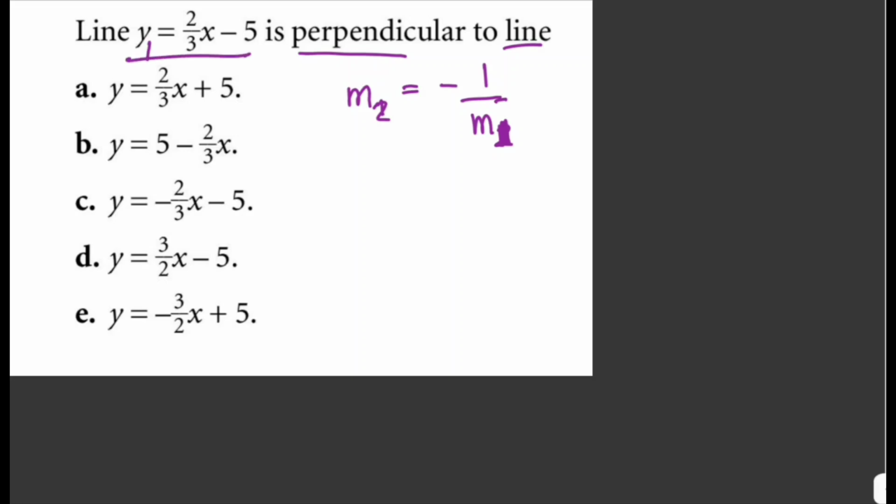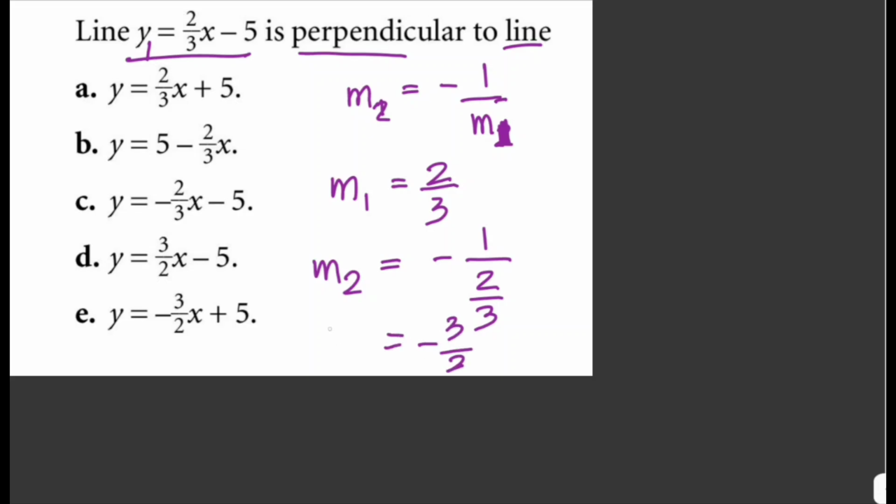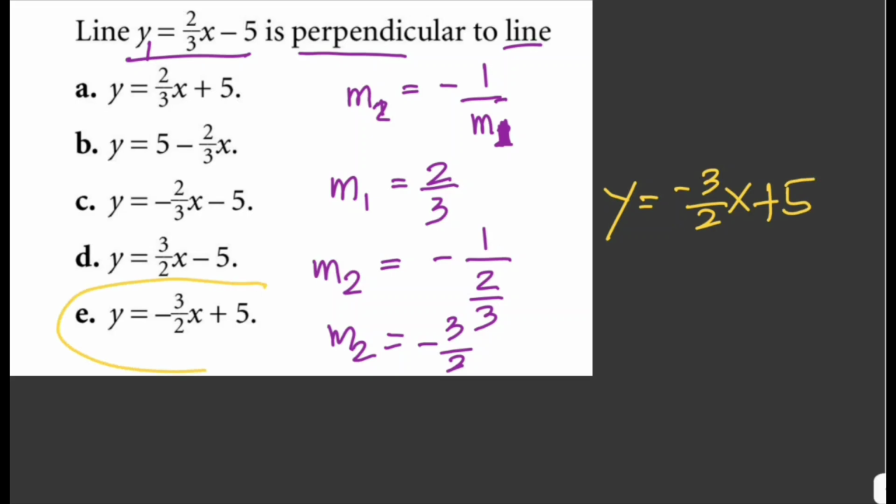So we're given this line. Let's say this is line 1 or y1. The slope of y1 is equal to 2/3. Therefore, the slope of the perpendicular line is equal to the negative reciprocal of this, so negative 1 over 2/3, or negative 3 over 2. Therefore, the equation of the other line, or the second line, is just equal to negative 3/2 x plus 5. So the answer here is letter E.